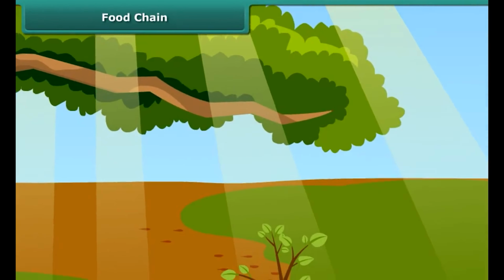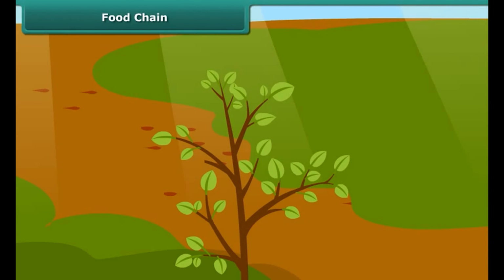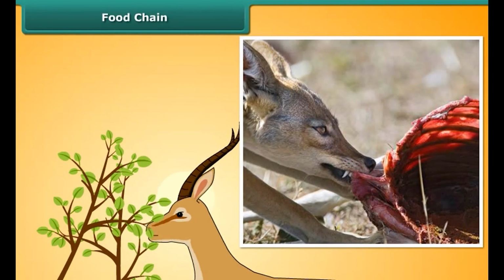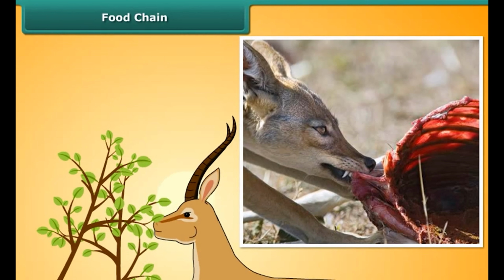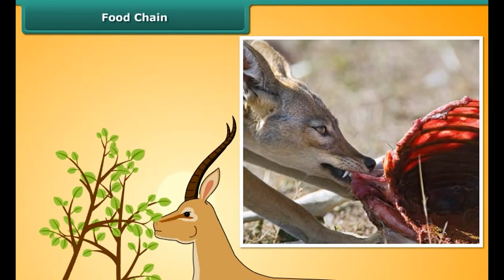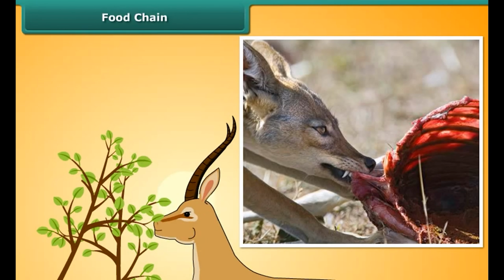The plants are the producers as they manufacture their own food with the help of sunlight. The animals are the consumers. Animals can be plant-eating herbivores or flesh-eating carnivores. Animals can also be omnivorous, consuming both plants and other animals. The scavengers feed on dead animals.